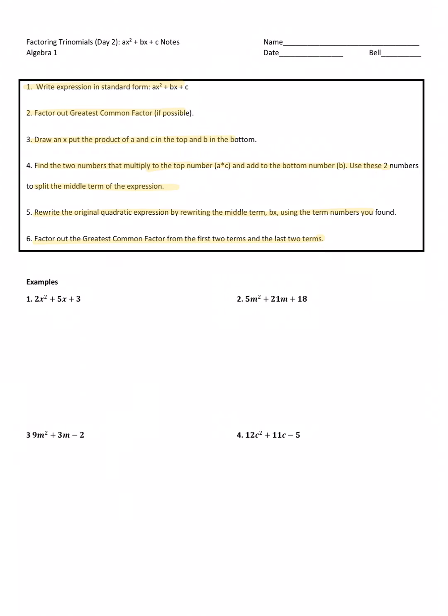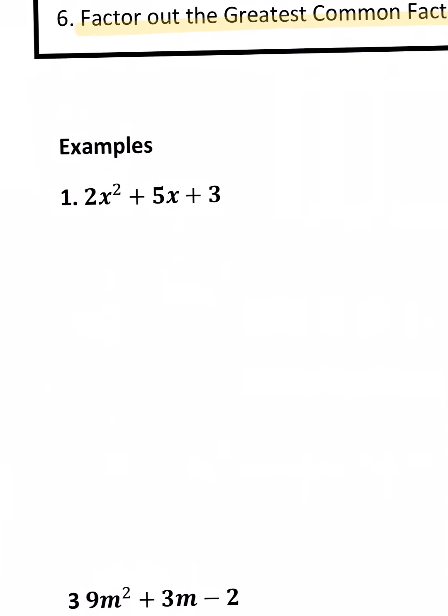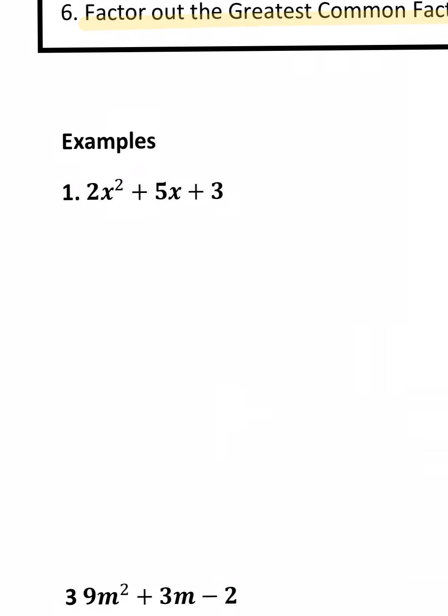The only thing that's different, and the process won't change, but the only reason this might look a little different is instead of there just being a 1 in front of this x squared, we now are going to do ones where there's actually a number there. So remember, step 1 is to make sure that the expression you're given is in standard form, which this one is. It looks like ax squared plus bx plus c.